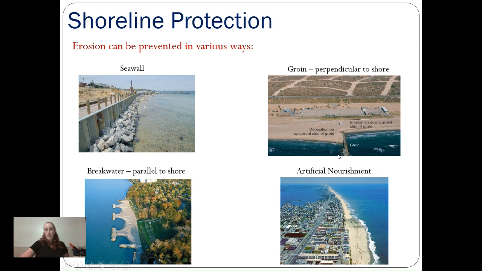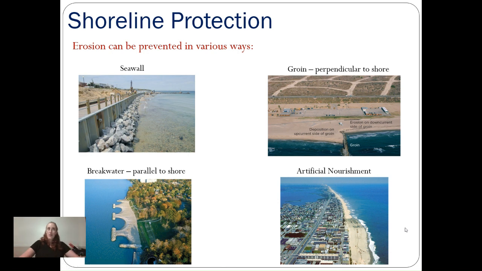If you have a groin that is perpendicular to the shore, so it's at an angle to the shore instead of parallel to it, it's the same thing; it's designed to trap sand. Usually what will happen though is that it's going to trap sand on one side of the groin, and then on the other side erosion happens. So you don't really gain too much by putting these in, but people like to protect their properties and have these put in. And then there's something called artificial nourishment that I want to show you.